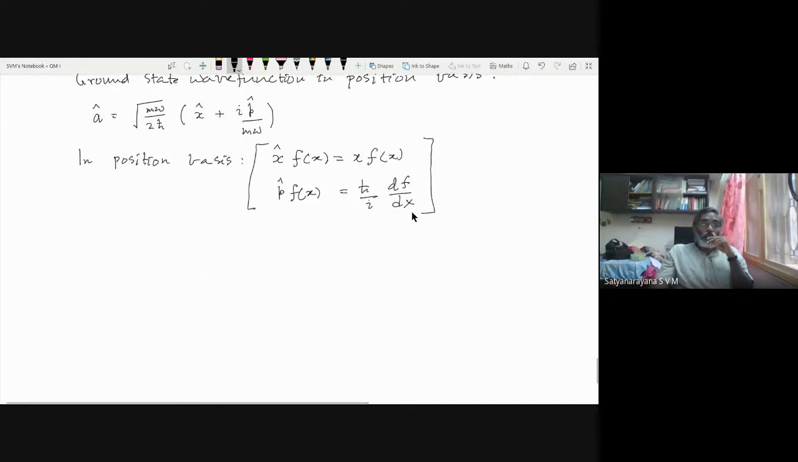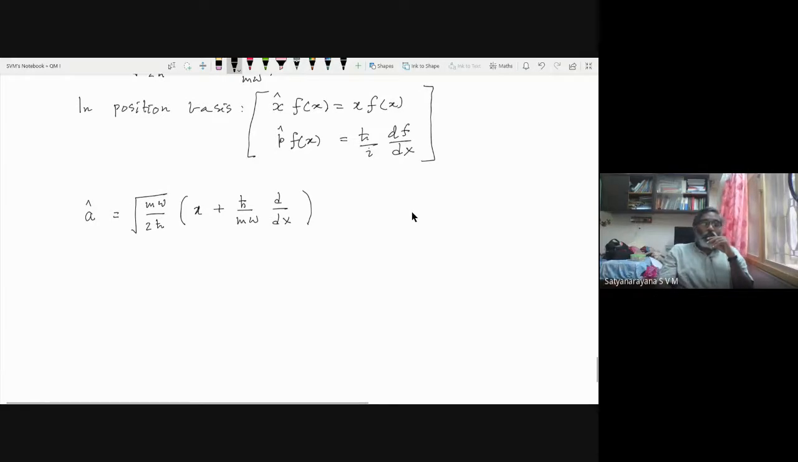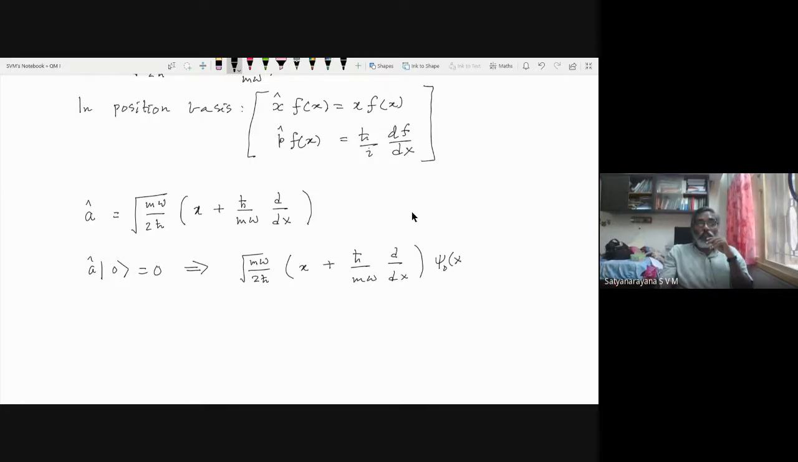So I have to write down A in position basis. A in position basis is given by square root of m omega by 2 h bar. An operator is always understood as if it is operating on a function. So this is simply x plus h bar by m omega into d by dx. So this is my A. In position basis, A acting on the ket 0 is equal to 0 will be translated as this: square root of m omega by 2 h bar into x plus h bar by m omega into d by dx, acting on some ground state wave function, I will call it psi 0 of x, is equal to 0.